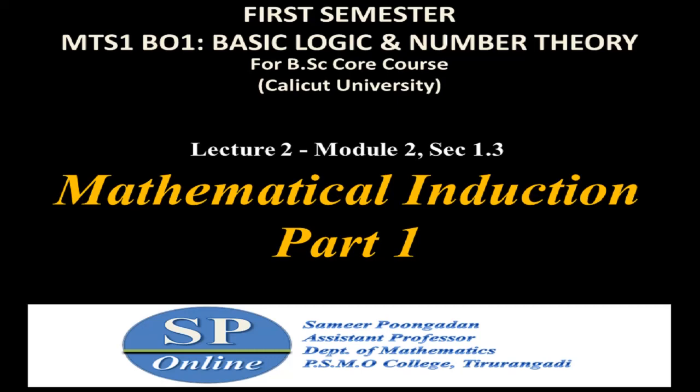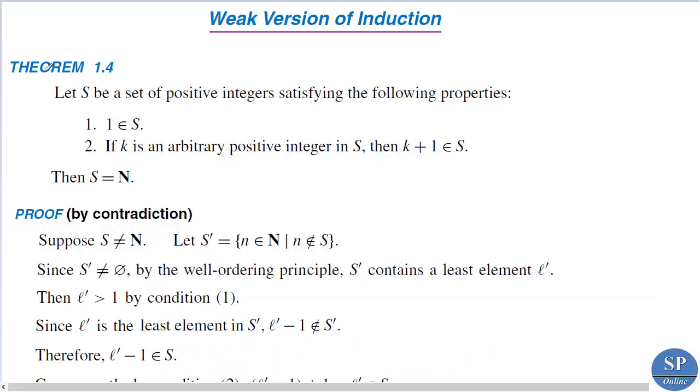Hello everyone. This is the first part of the topic mathematical induction. First we can discuss a theorem. Theorem 1.4. Let S be a set of positive integers satisfying the following properties. The first property is 1 belongs to S. And the second property is if K is an arbitrary positive integer in S, then K plus 1 belongs to S. Then S is equal to the set of all natural numbers N.